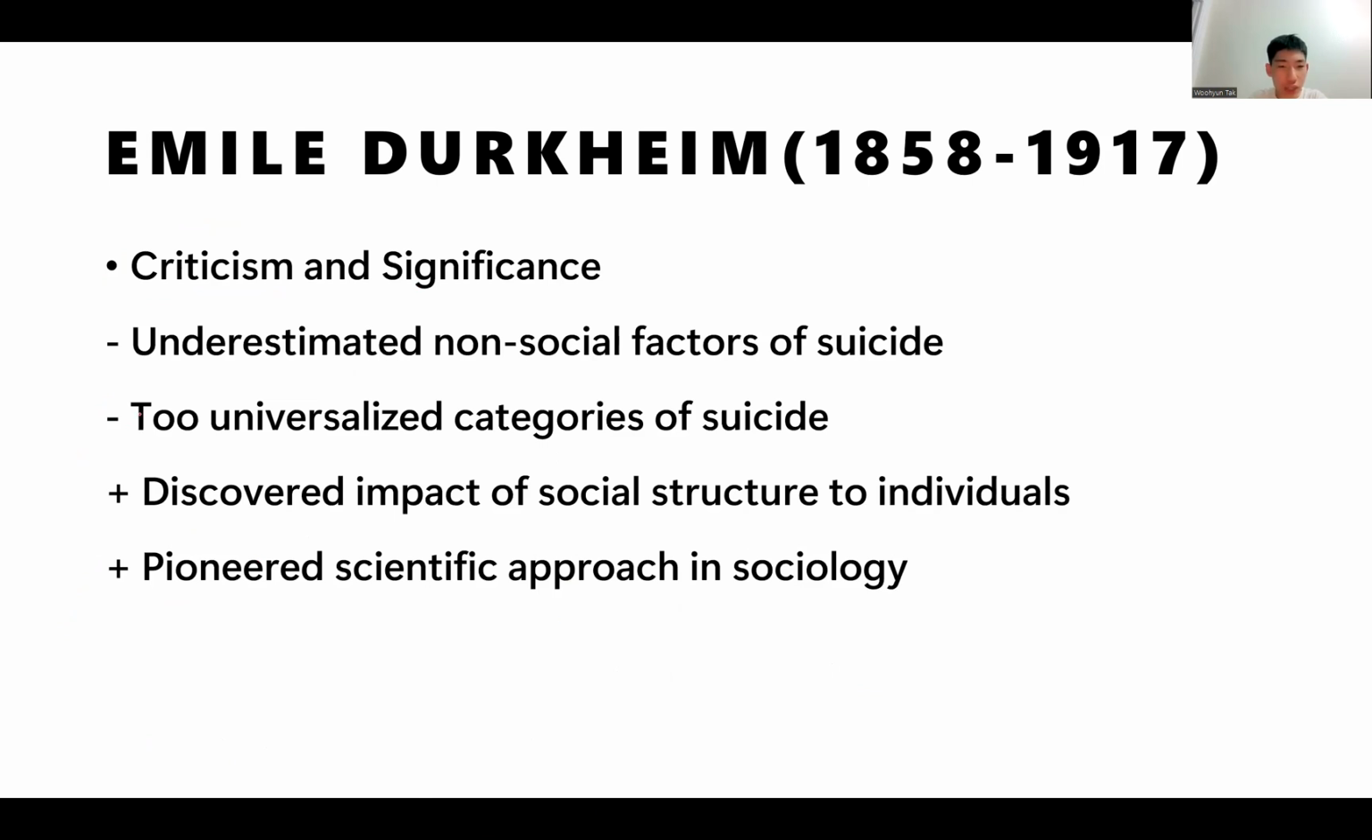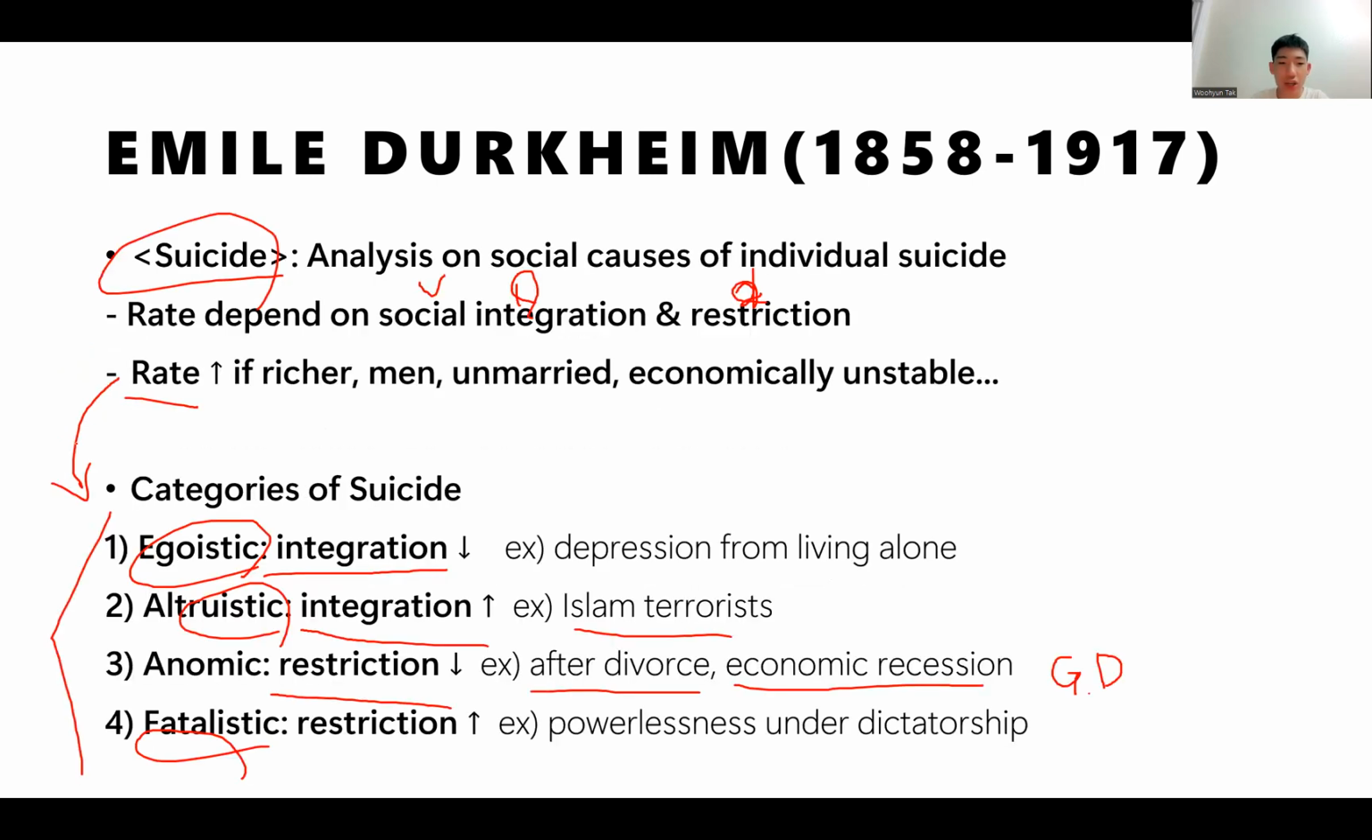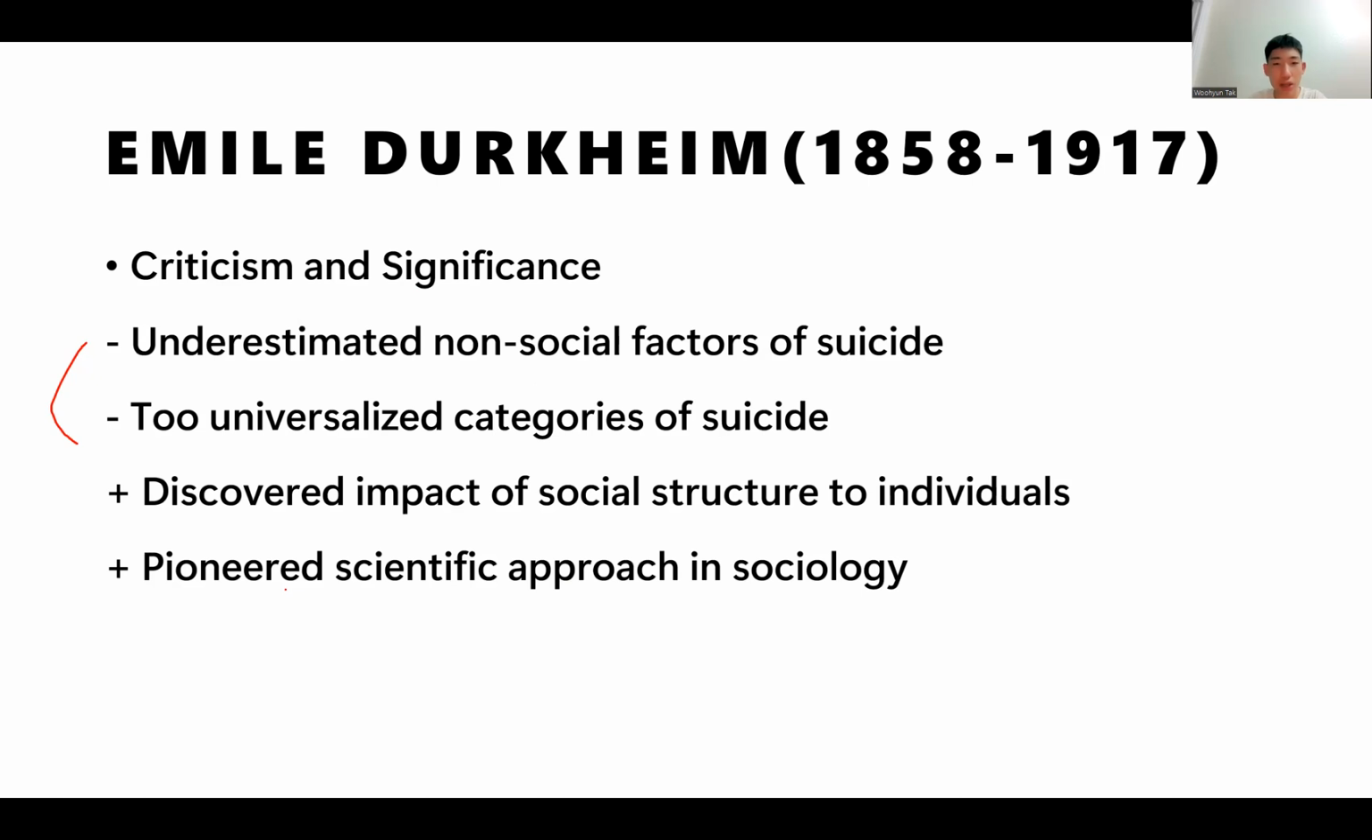This has criticism, but also has significance in the development of sociology. In terms of criticisms, first, it underestimated non-social factors of suicide. For example, there are lots of personal circumstances that made people want to die, but it did not include such factors. Second, it universalized categories of suicide. Actually, suicide cannot be simplified into these four types, so these were the main criticisms. However, it has great significance for sociology because it discovered the impact of social structures, first integration and second restriction, on individuals. Also, it pioneered a scientific approach in sociology because it utilized lots of statistics to prove its hypothesis.